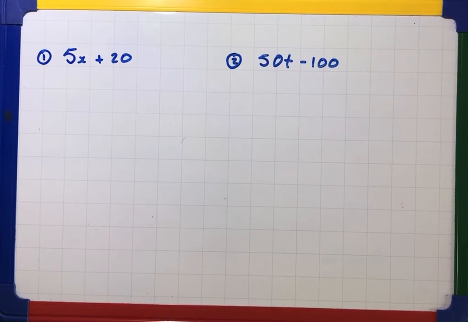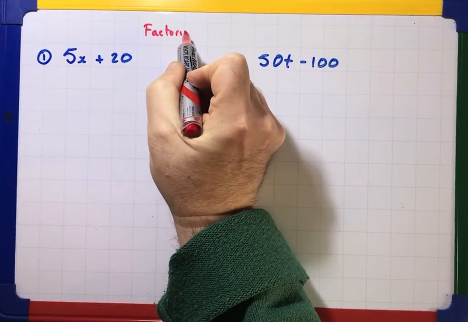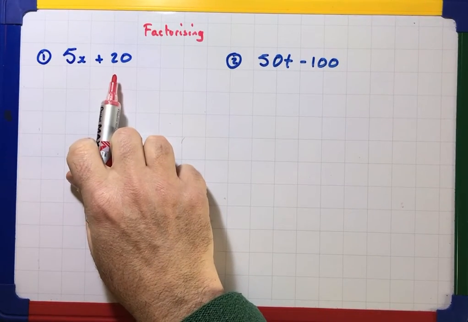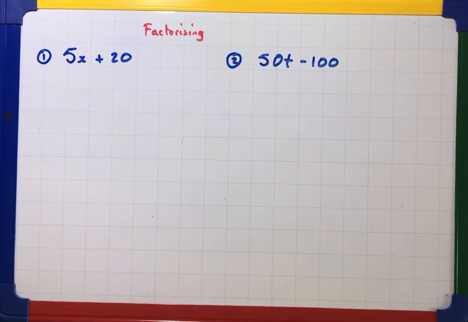Okay, this week we're going to look at doing the opposite to multiplying out brackets. That means we're going to do something called factorising. Okay, and that means taking something like this and doing the reverse of multiplying out, putting it into a bracket. You also remember last week we looked for what was called the highest common factor.